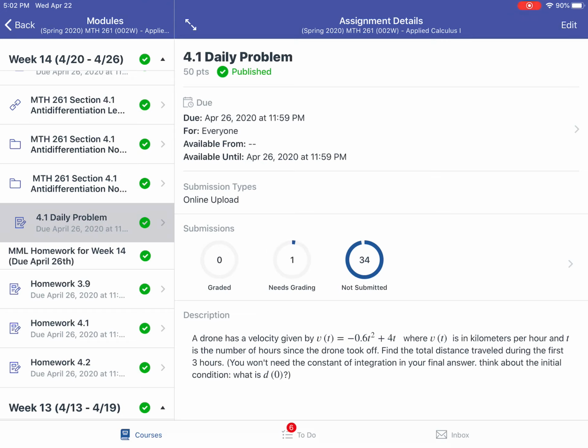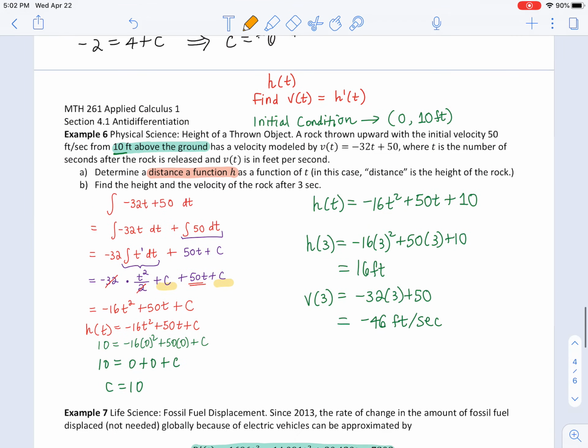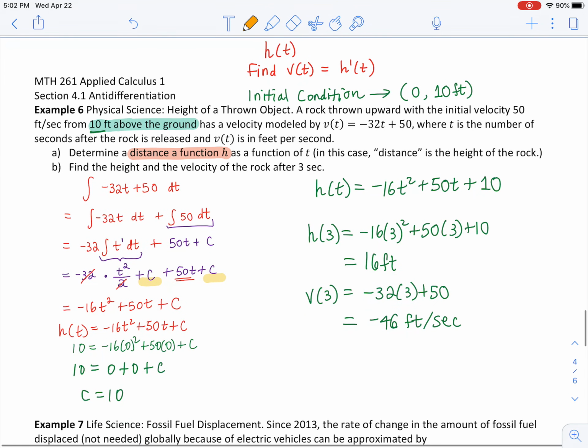Okay, a drone has a velocity given by v of t equals negative 0.6 t squared plus 4t, where v of t is in kilometers per hour and t is the number of hours since the drone took off. Find the total distance traveled during the first 3 hours. Now, if you read this problem, I'm giving you the velocity, right? But what am I asking? I'm asking you for the total distance. So given a velocity function, can you find the distance function?